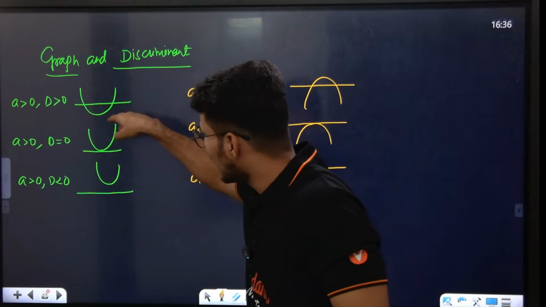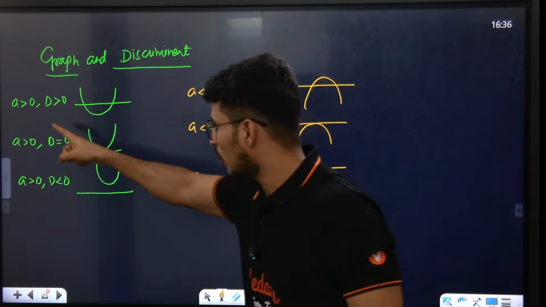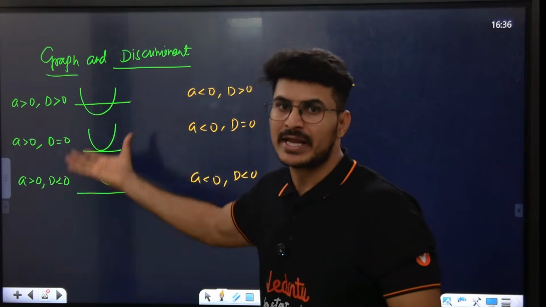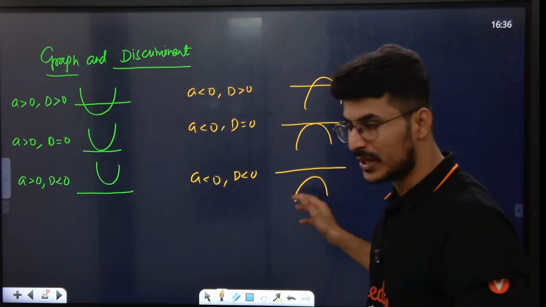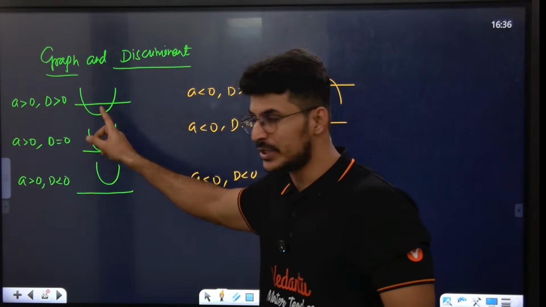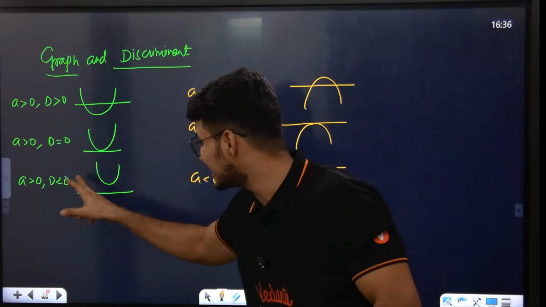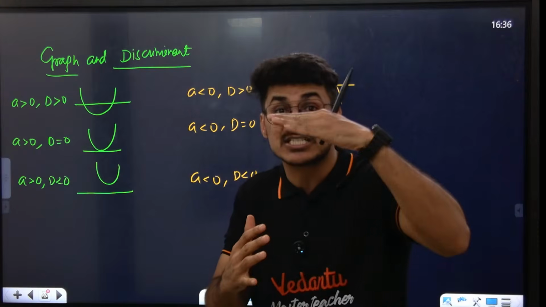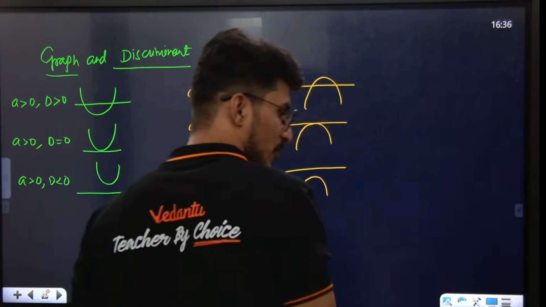Graph cutting the x-axis at 2 points means obviously discriminant greater than 0. In all these cases A is positive because we are taking an upward graph. In the other cases A is negative, so the graph is downward. D positive means it cuts at 2 points. D equal to 0 means it touches the x-axis exactly at 1 point. D less than 0 means the graph neither cuts nor touches the x-axis. Hope you got the point. Yes or no? Very good, Hemant.